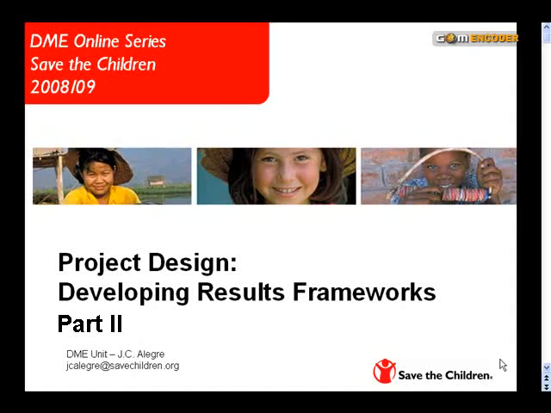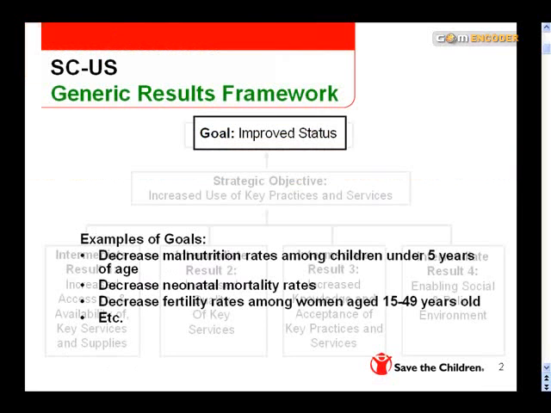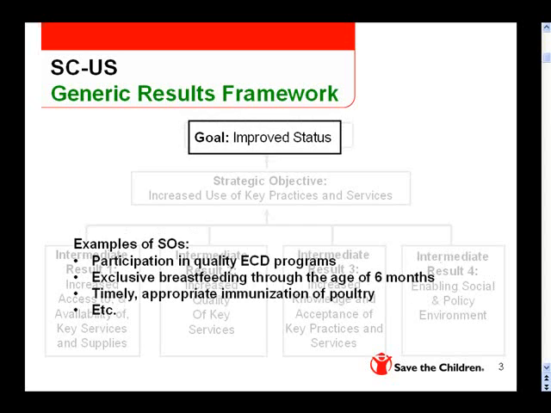This session will look into the different components of the generic results framework and will introduce some key terminology. The highest level of results is represented by the goal, which refers to improved status of the target population we are working with. Some examples of goal statements include decreased malnutrition rates among children under 5 years of age, or decreased mortality rates among neonates, etc.